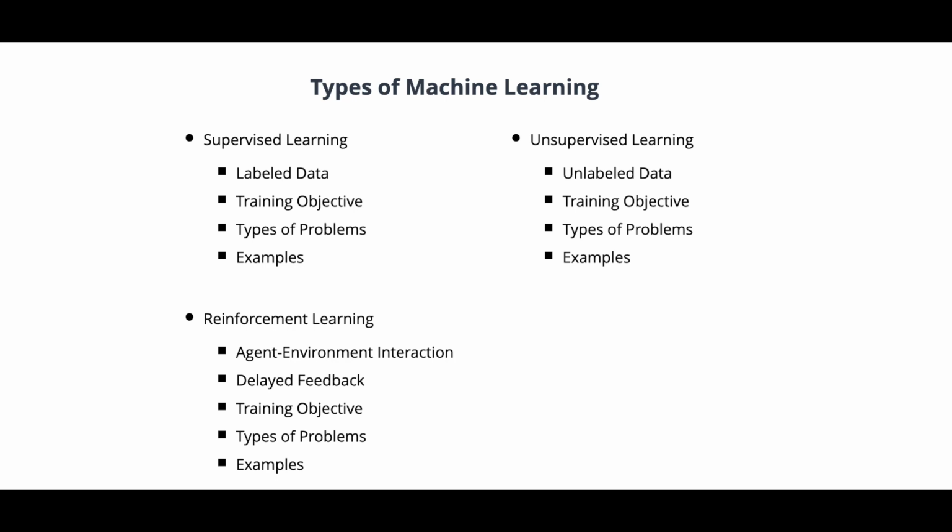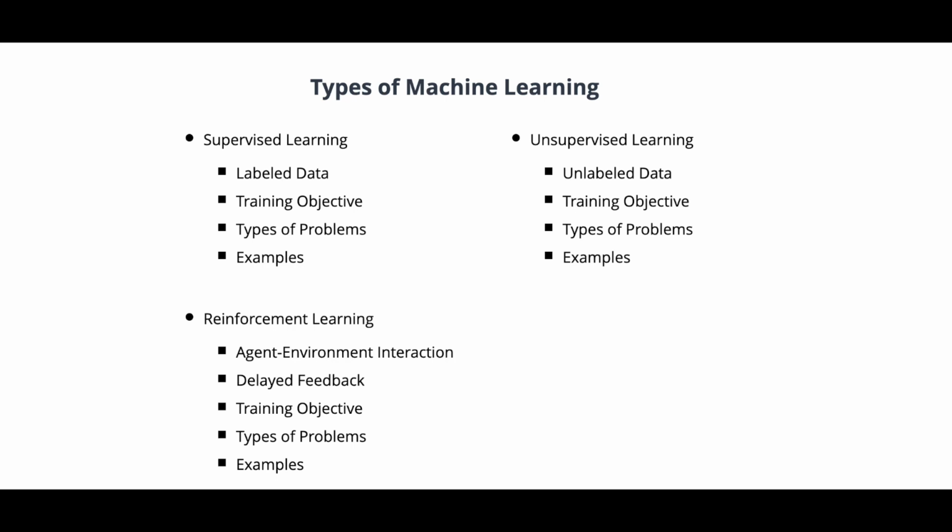The third one, reinforcement learning. Reinforcement learning involves training agents to make sequences of decisions in an environment to maximize cumulative rewards. The agent learns through trial and error by interacting with the environment, receiving feedback in the form of rewards or penalties. The key characteristics are agent-environment interaction.